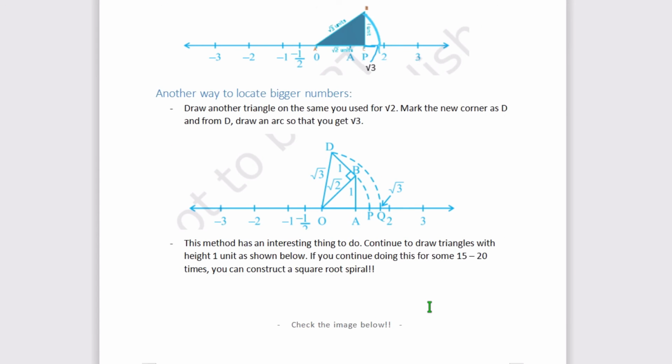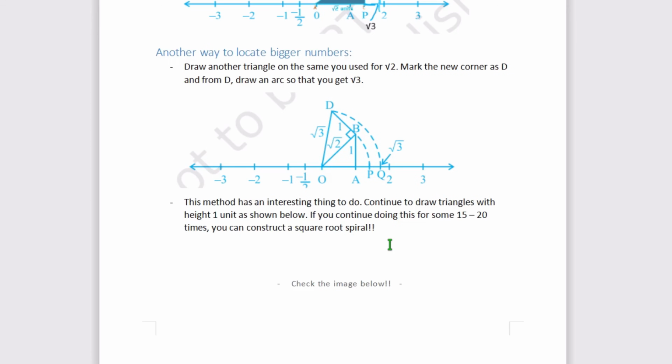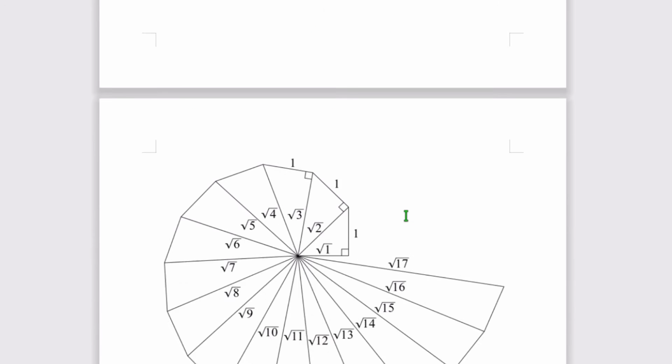So this method has an interesting thing to it. You have something quite interesting. Let's see what that is. If you continue to draw triangles somewhat like this, take this root 3 as the base and draw 1 unit here and join it to O, and again 1 unit. So take that base and draw 1 unit again and again till it reaches some 15. Minimum 15 will be good. 10 to 15 is okay. If you do this for some 15 times, you will get a spiral.